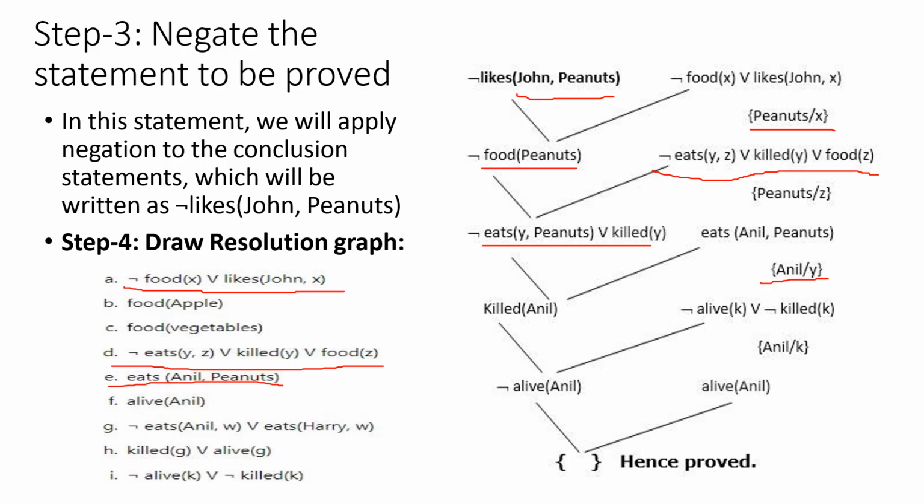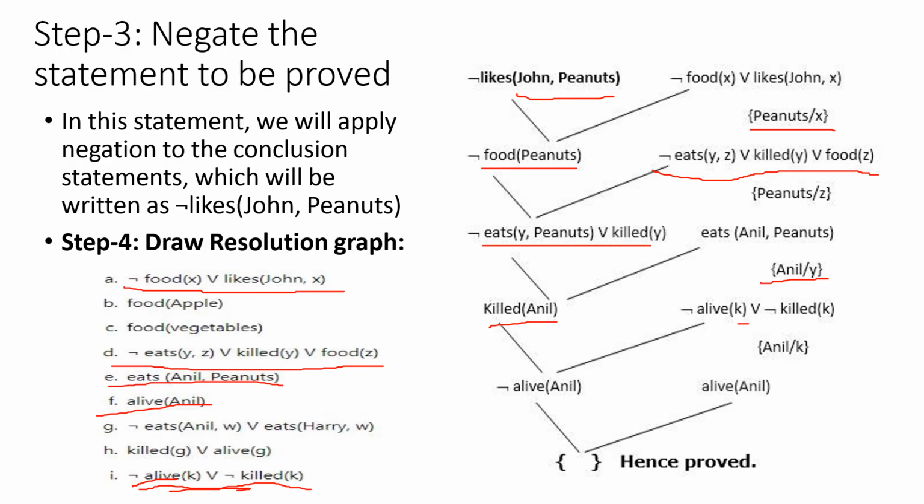So the remaining thing is killed y, where y is anil, so killed anil. Again we are checking killed and not killed. If you consider the ith one, you can see not alive k or not killed k. So here we can substitute k as anil. Then not killed anil and killed anil will be complementary clauses, and the remaining part is not alive anil. In the case of F, there is alive anil. So these are two complementary clauses, and the conclusion is the empty clause.